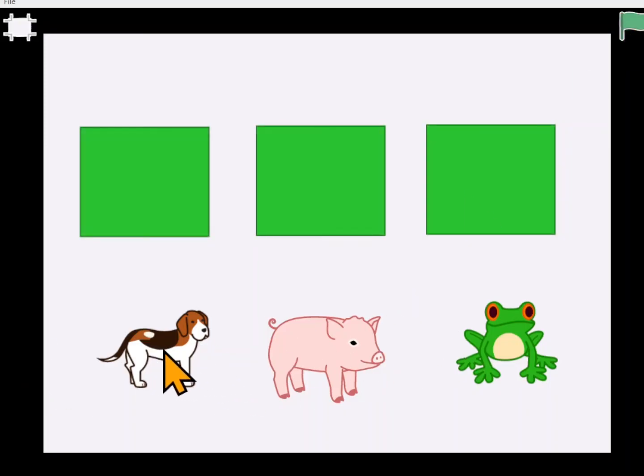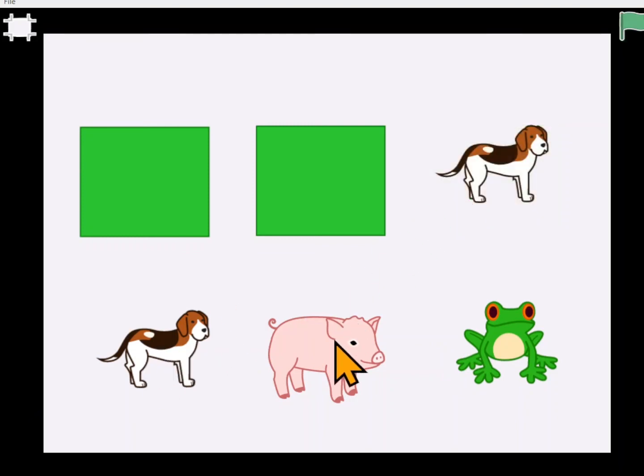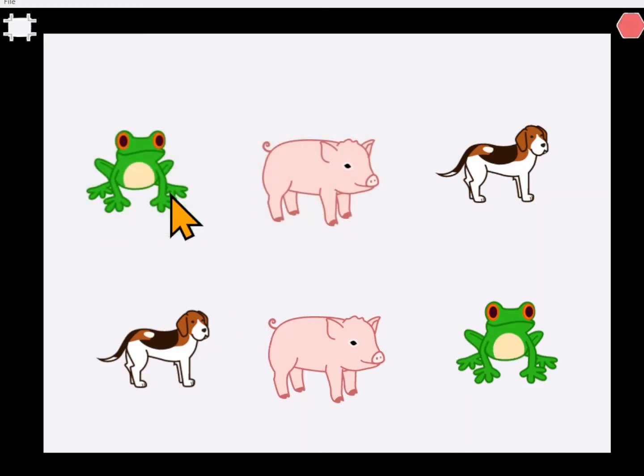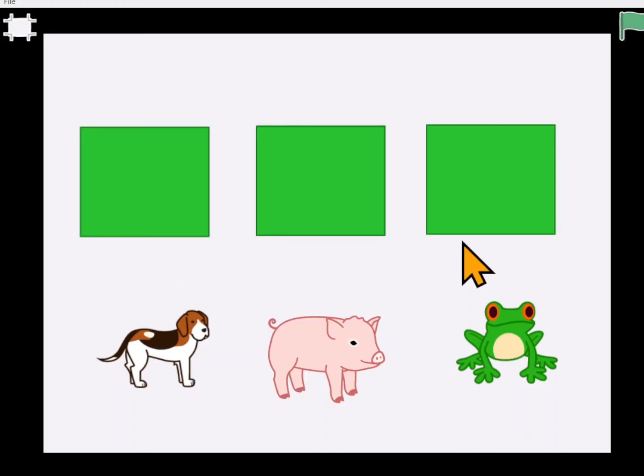Okay, where was the frog? Where was the dog? He's right here. Where was the pig? He was right here. Makes it a little easier when you can see them. Now it's your turn. Create a new project. Add some characters to your project. And then cover them up with some rectangles or squares, any shape that you want, and make a memory game out of it.